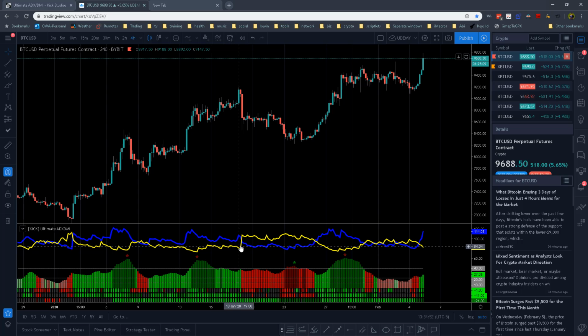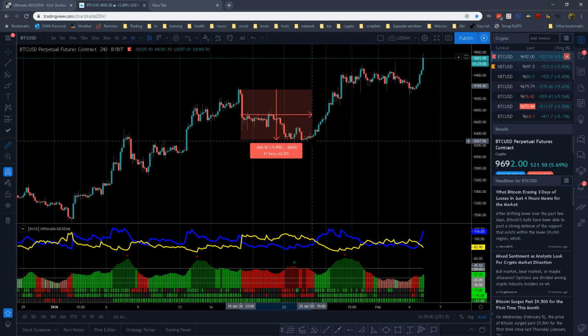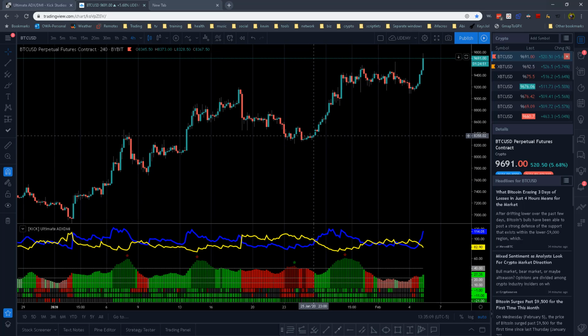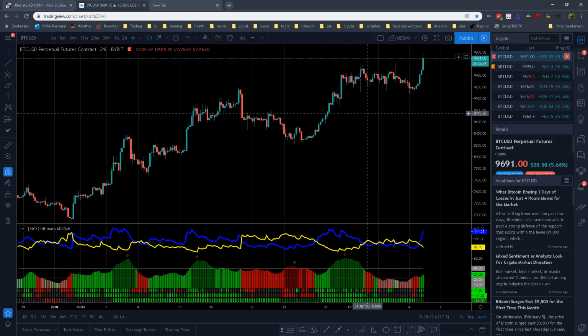So you notice like right here, as this yellow line crossed above, we started a downtrend, basically from here down to here. Okay, and actually per the DMI, it recrossed about right here. So not quite right at the bottom, but pretty close to that bottom. And then we had an uptrend until we got to about right here. Okay, and that's where it started going back down.